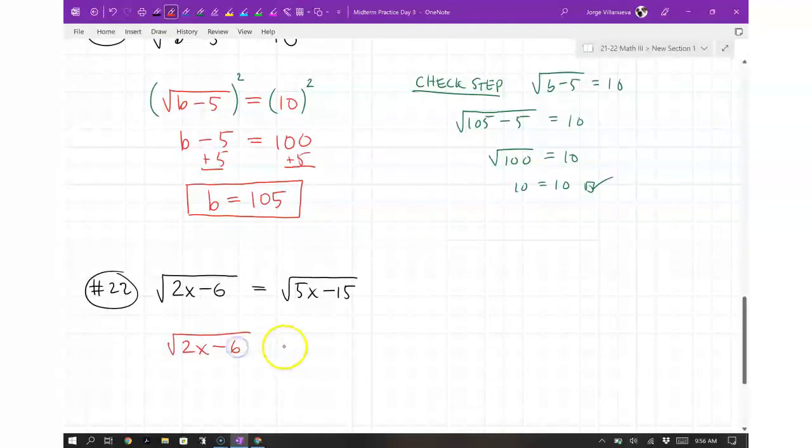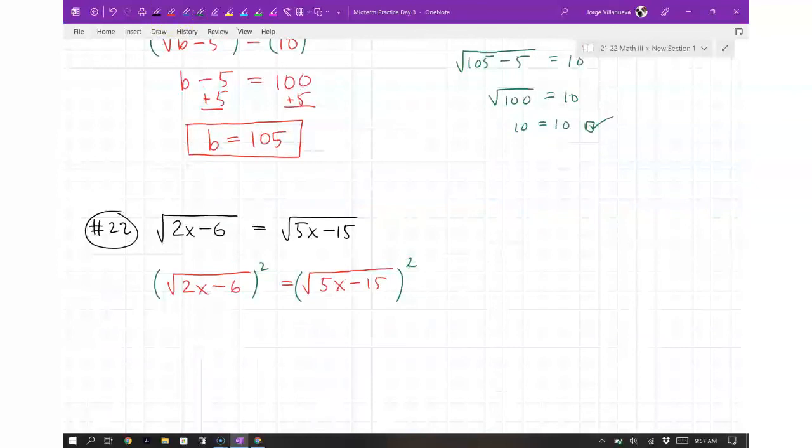2x minus 6 in a square root, 5x minus 15 in a square root. We're going to square both sides. By squaring it, we get rid of the square roots. So this comes out to 2x minus 6 equals 5x minus 15. At this point, you just have to solve, right?